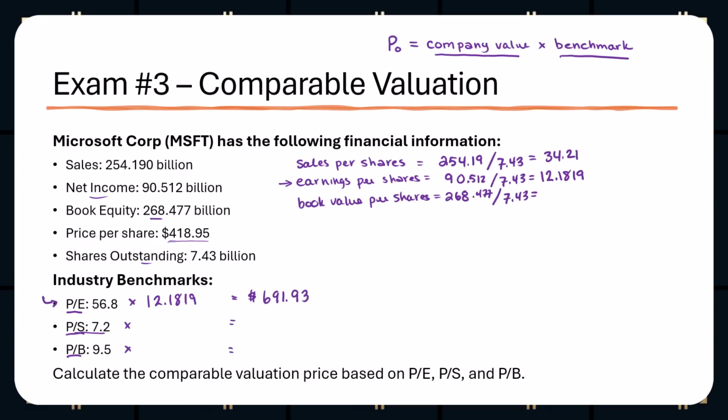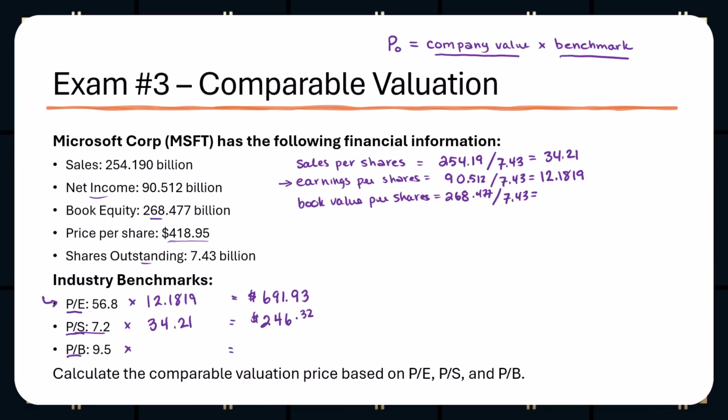Now this is giving us a different signal than the PE ratio, because with the price to sales, we got a much lower price estimate. In fact, it was significantly lower than what the stock is trading for. And if we believed that this one was correct, we would give a sell recommendation because my estimated price is significantly less than what it is currently trading for.